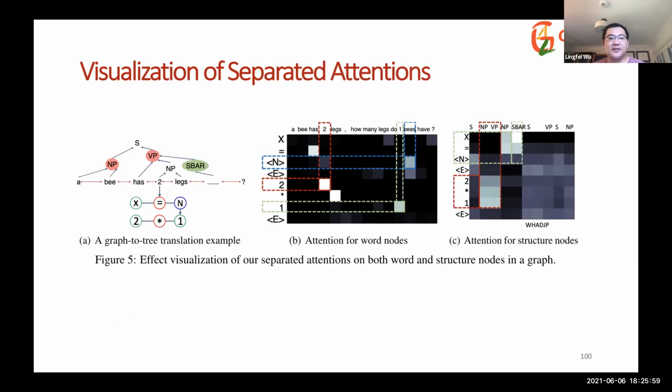So here is a visualization of this separate attention. We can see that if we have attention based on the word nodes, indeed the translated output can highlight the important words from the input side. And when we have attention to the structure nodes, from either the dependency tree or constituency tree, we can see that they also have their correspondence. So this is a very interesting visualization result, showing that the separate attention is indeed very important to the final performance.